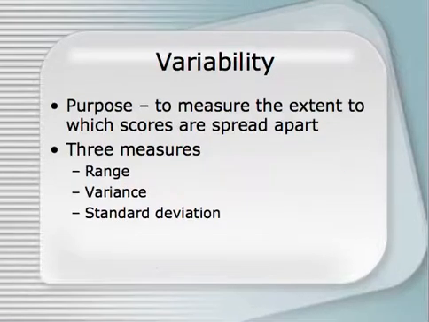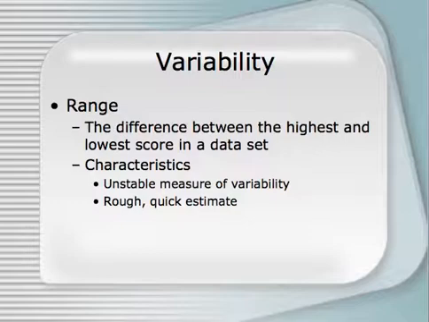The measures of variability are used to measure the extent to which your scores are spread apart. So what's the variability in your scores? Again, there are 3 measures: range, variance, and standard deviation. Range is the difference between the highest and the lowest score in a data set. It's a very unstable measure of variability, but it gives you a rough and quick estimate. It's unstable because if you have one participant who scored very high and one who scored very low, the range only gives you the difference between their scores. It doesn't represent your variability well, because a lot of your participants are scoring around 60, say.